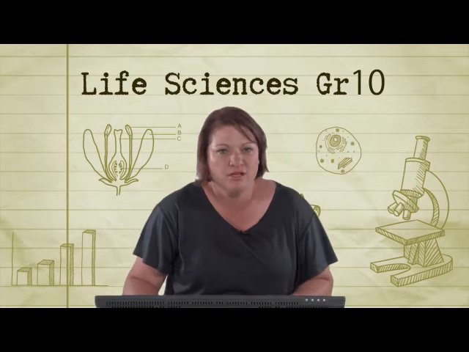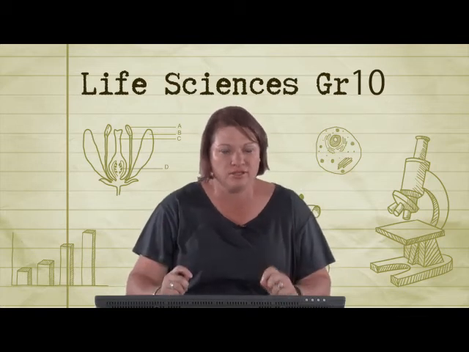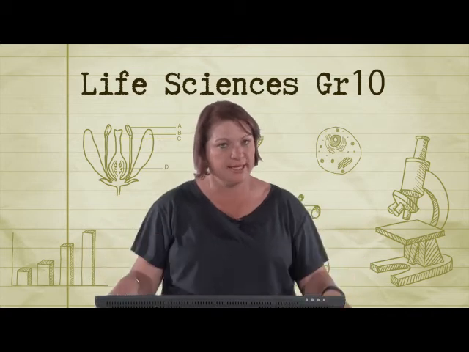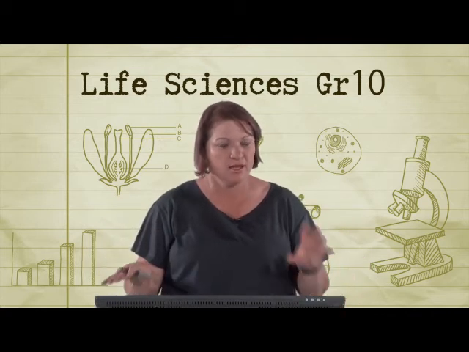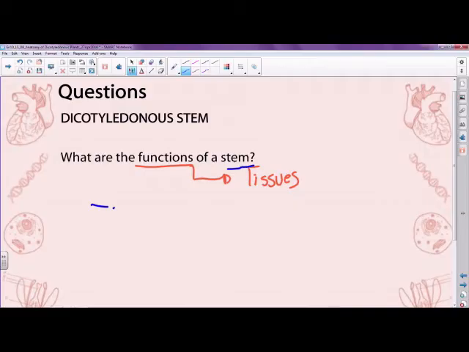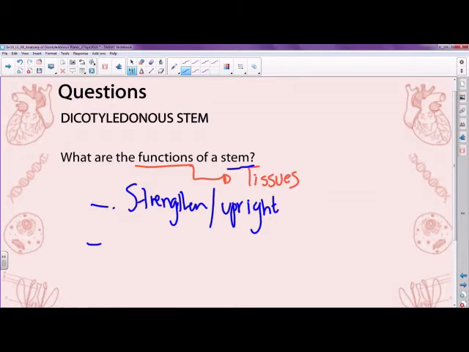Okay, so what does a stem need to do? A root is underground, absorbs water, and keeps the plant in the ground, anchoring it. What does a stem need to do? Number one, I hope you said it needs to strengthen or keep the plant upright. I hope somewhere in your notes you had strengthen to keep the plant upright. What else do we need from a stem? Usually a stem has got leaves.